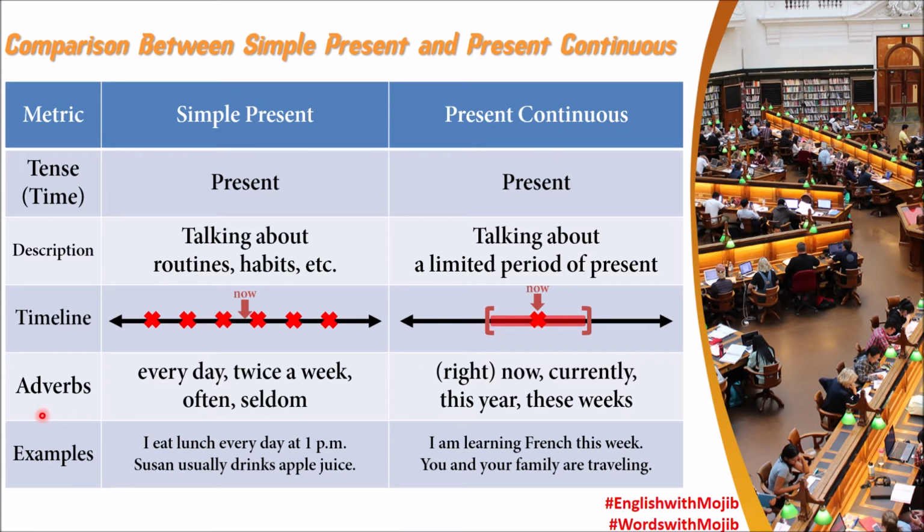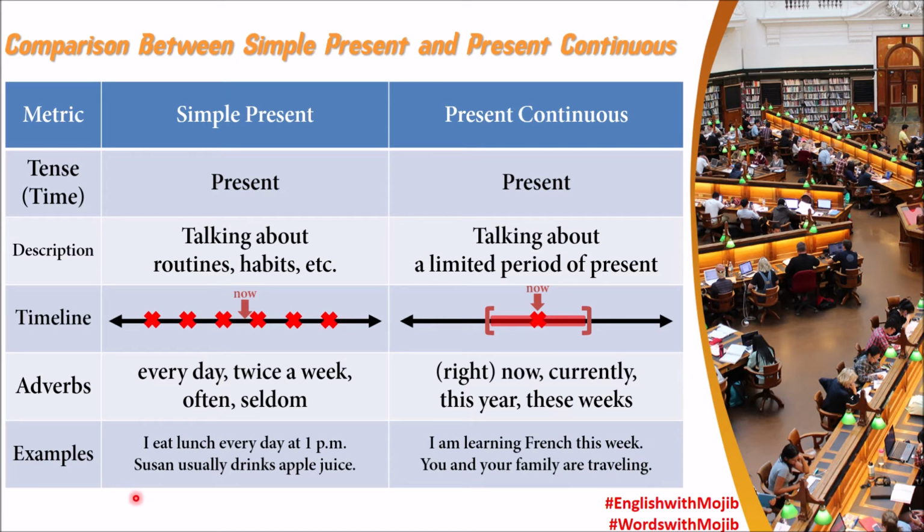Suitable adverbs: every day, twice a week, often, seldom. Often means usually, seldom is the opposite of often, and hardly ever means seldom. For present continuous: right now or now, currently, this year, these weeks, limited period.